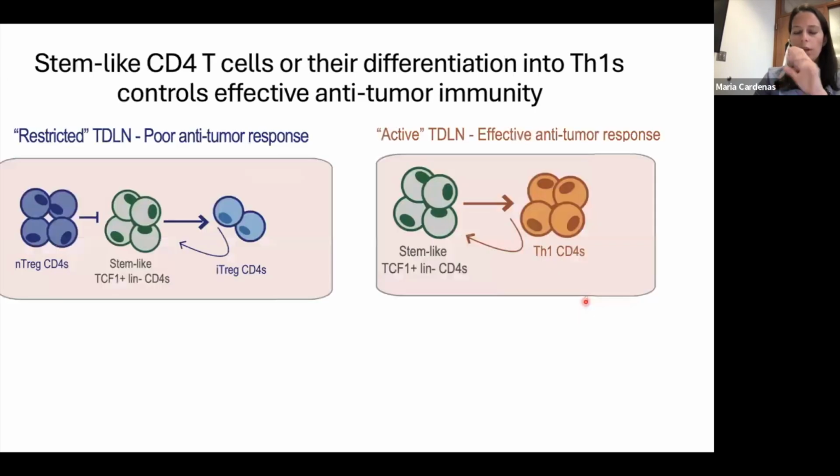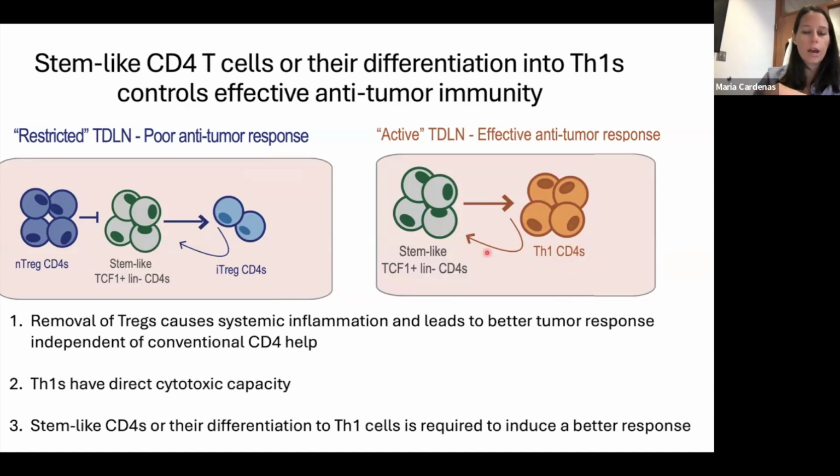So we can argue that there are two states really within this draining lymph node response that we have described. We've described this kind of restricted state that is really a poor anti-tumor response, right? At the end of the day, the cancer wins, where we have a large population of stem-like CD4s that are really getting polarized towards this Treg state by a big natural Treg population. And then we have what we're calling an active response, where the stem-like population is actively giving rise to a Th1 response. And it seems like in this case, we get effective anti-tumor immunity.